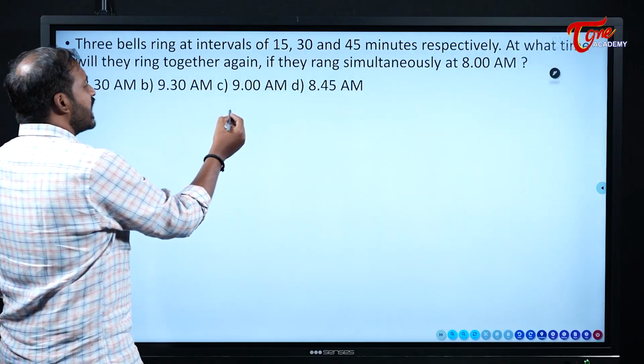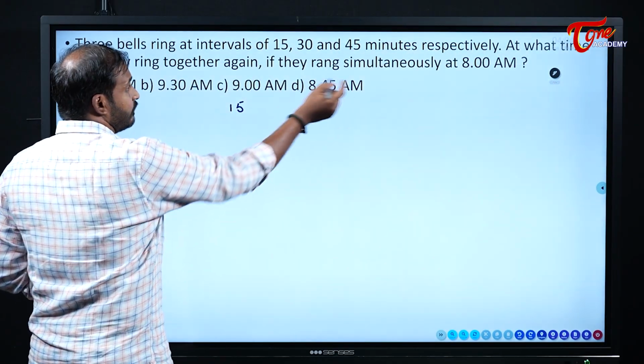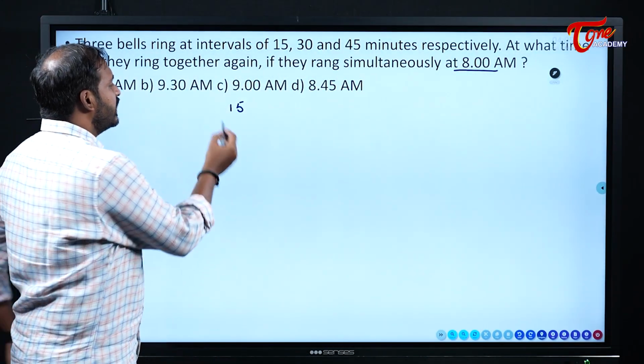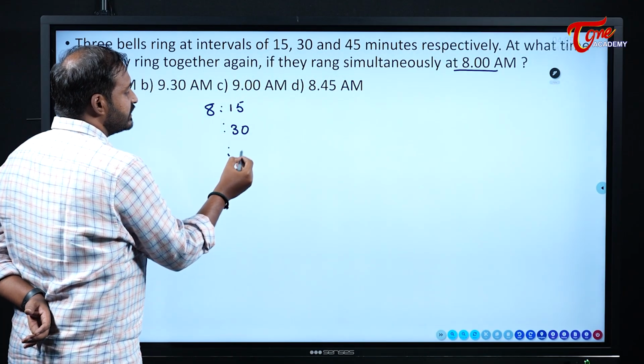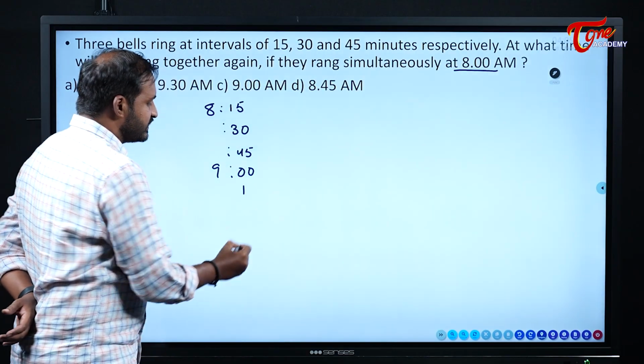Now see here, actually for every 15 minutes the first bell will ring, right? All the 3 are simultaneously rang at 8 a.m., so next it will ring at 8:15. Next at 8:30. Next at 8:45. Next at 9 o'clock. Like this, the first bell will ring.